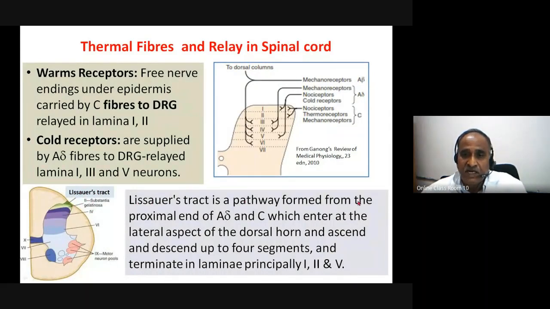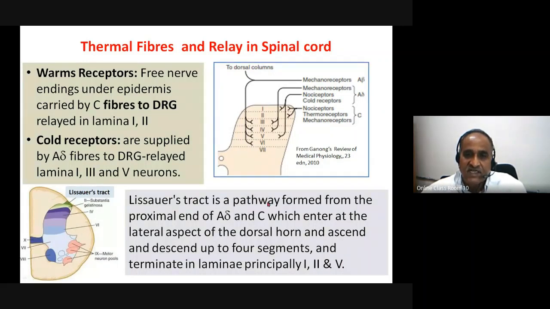Lissauer's tract is a pathway formed from the proximal end of the A delta and the C fibers. These fibers will ascend up and then down, and they will make a tract. This is called Lissauer's tract, and after that they will be relayed into lamina 5, lamina 3, or lamina 2, whatever they are destined to.